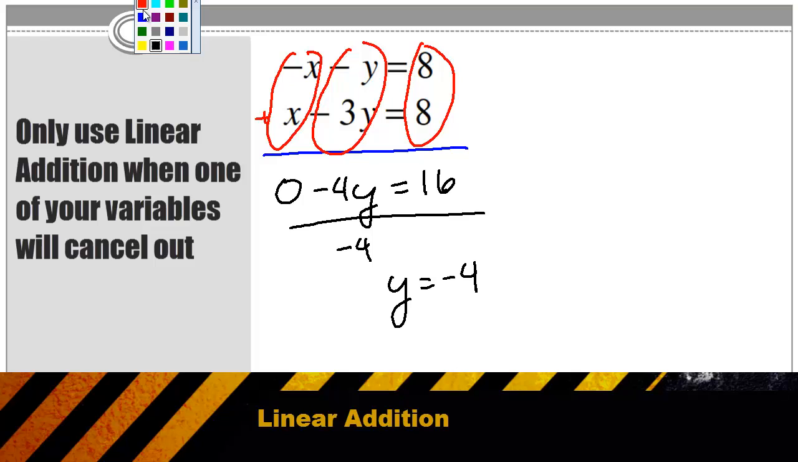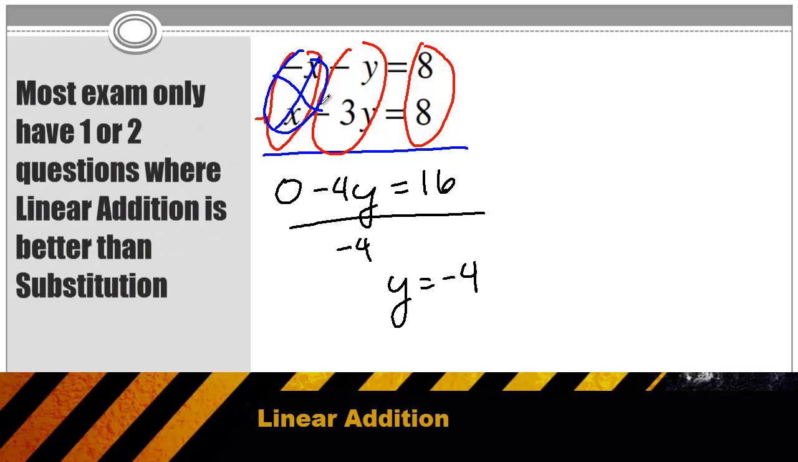The only reason this really worked was because when we add them together, my x's canceled out. If the x's did not cancel out, all I would have done is create a new, more complicated equation, and it wouldn't have helped me solve either for x or y. That's why linear addition is not very useful most of the time. However, you will find problems on most exams, usually about one, not more than two, where linear addition is the preferred method to solve. So, don't use it a lot, just know it exists.